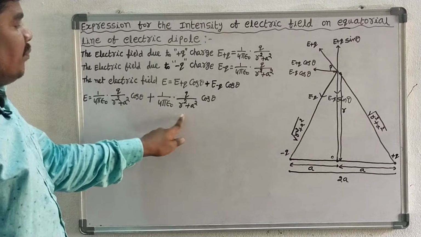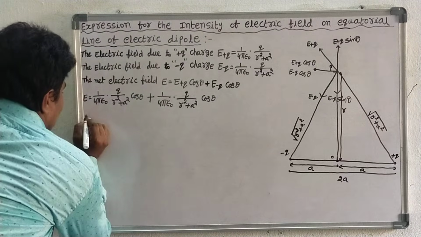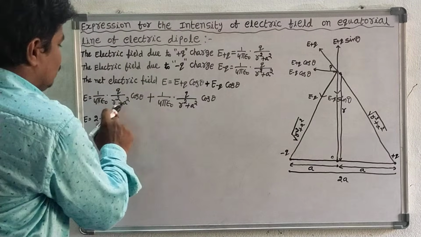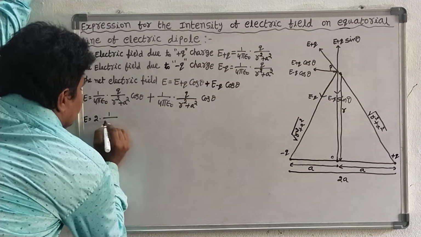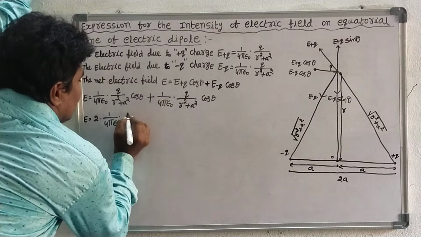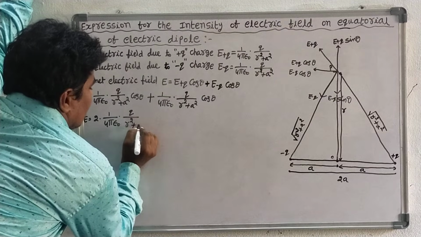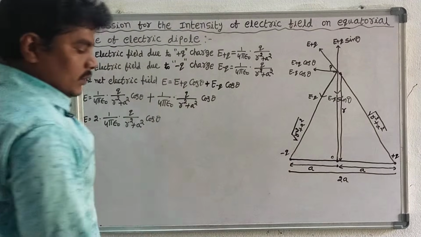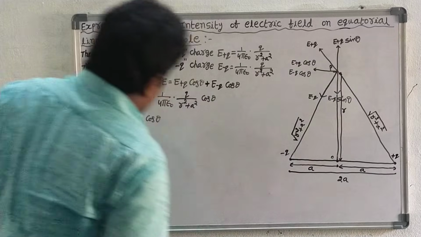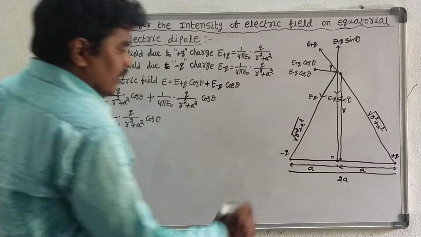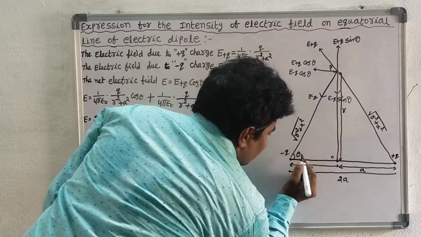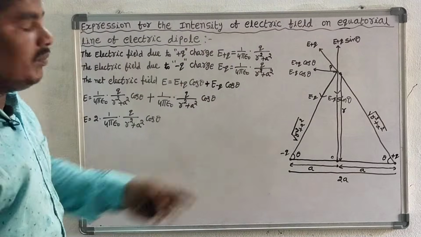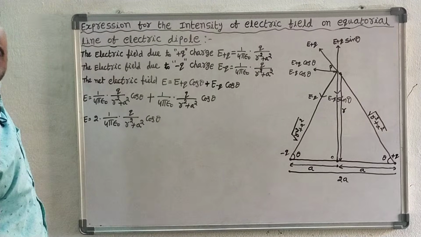These two terms are same. That's why we get 2, 1 plus 1, we get 2, like that 2 into this term, 1 by 4 pi epsilon naught into Q by r square plus a square cos theta. Now from the diagram we determine the value of cos theta. Let some angle be subtended here, and here also some angle is subtended. So from that diagram we determine the value of cos theta.